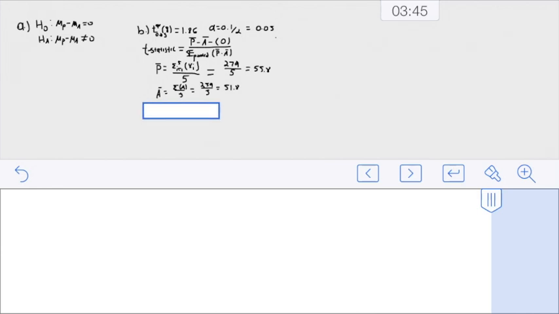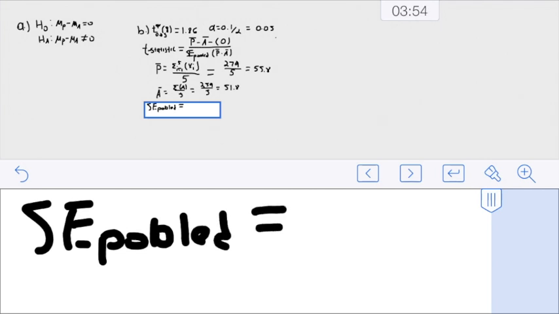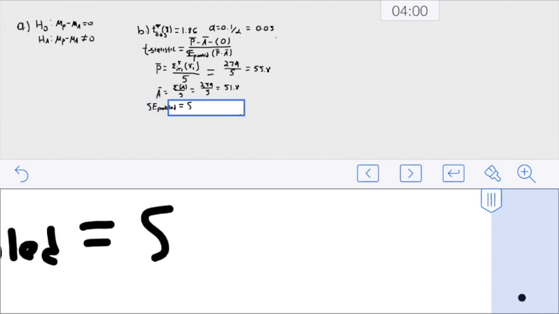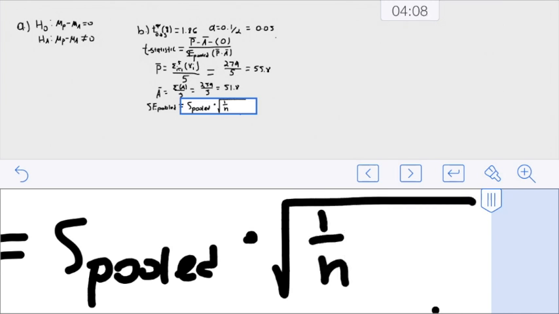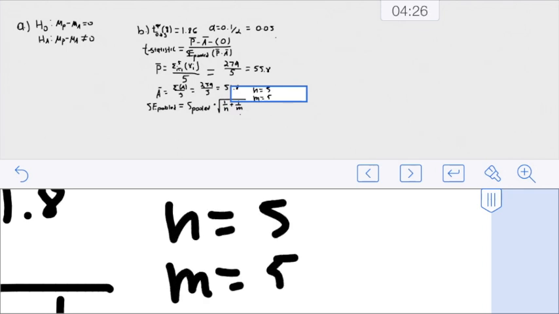Our next value to find is the standard error. So our standard error pooled is equal to our standard deviation pooled times root 1 over n plus 1 over m. So n is the number of trials for the Persian cheetah, and m is the number of trials for the African cheetah. And those are both equal to 5. So n is equal to 5 and m is equal to 5.